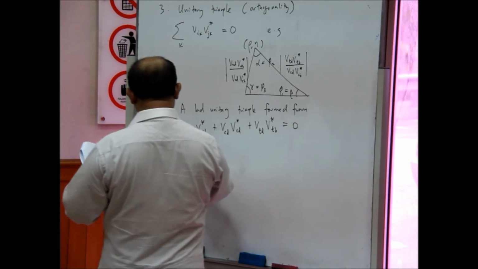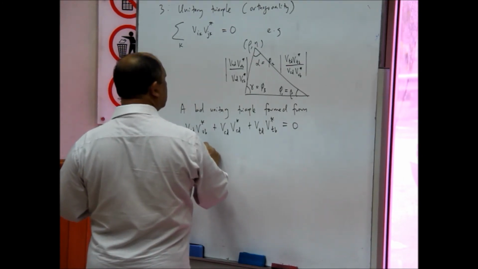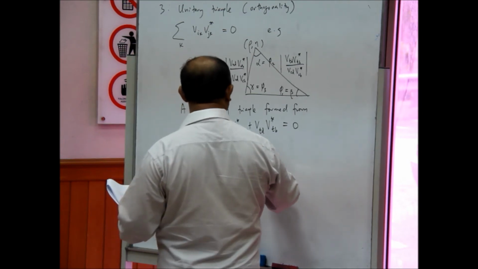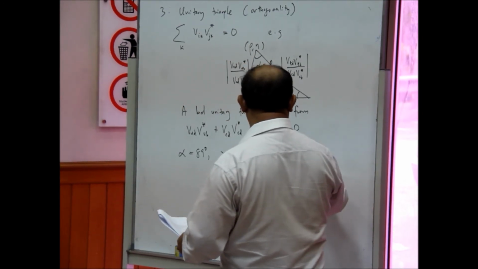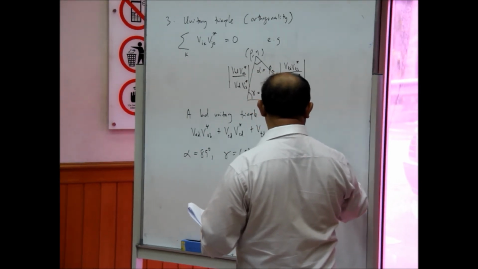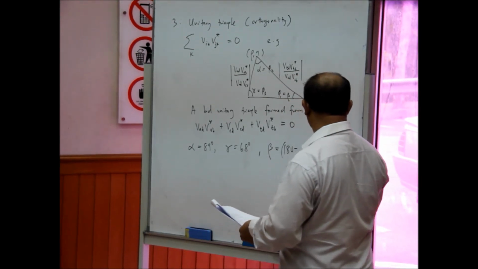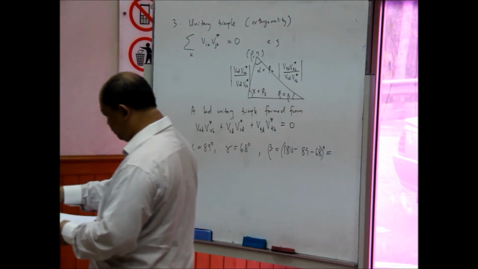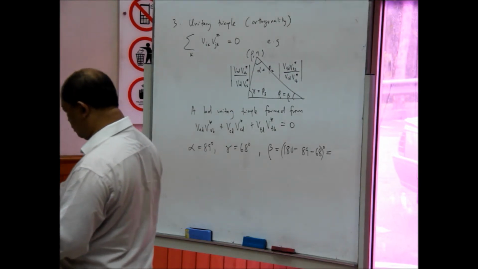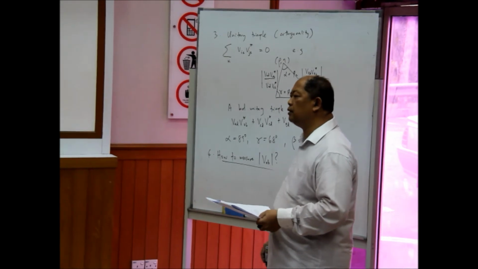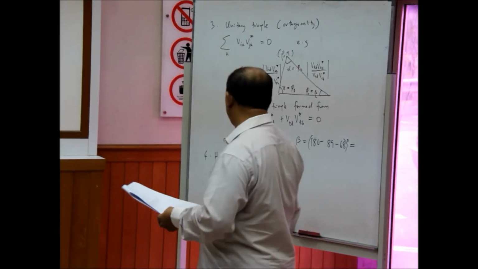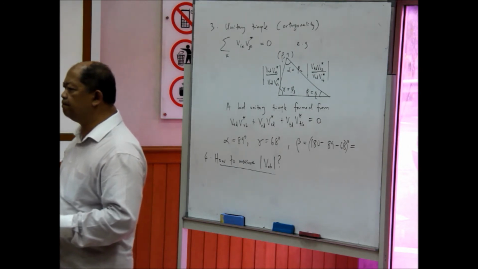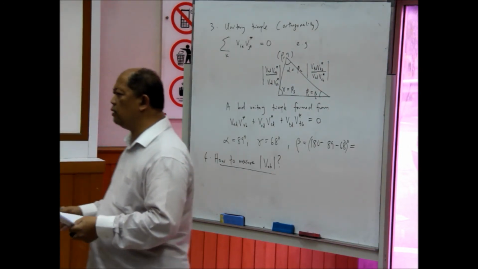So this alpha is 89 degrees. Gamma is 68 degrees. And beta is 180 minus 89 minus 68. How much? Experimentally, and this you can sort of look up at the Feynman diagram. What are the types of Feynman diagram that give you the interaction between U and B?